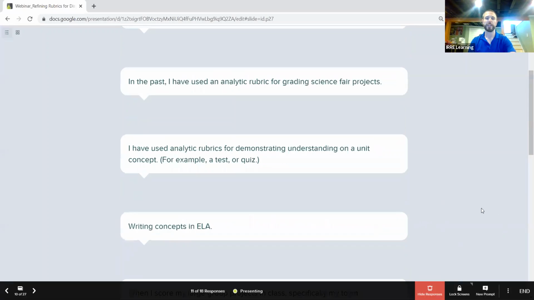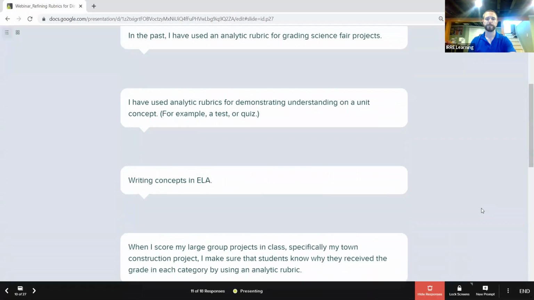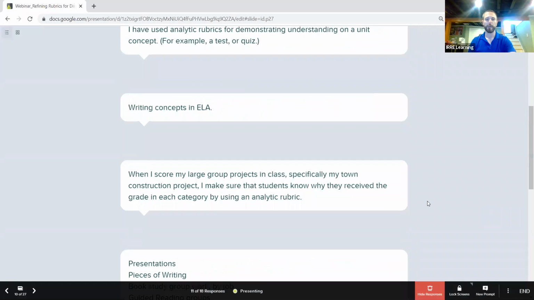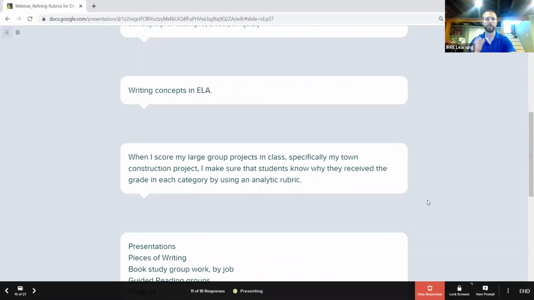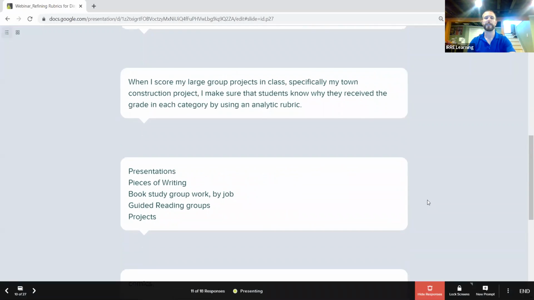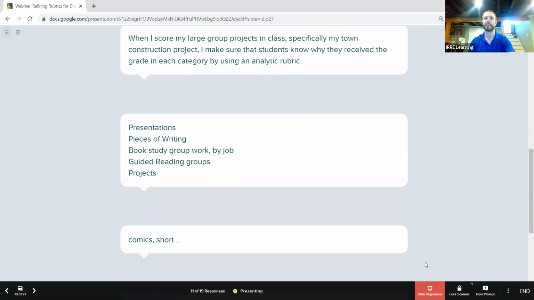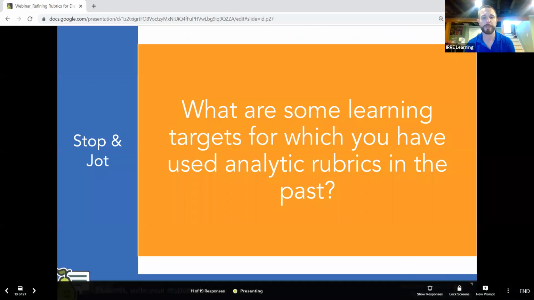Looking at science fair projects, looking at how well we understand tests or quizzes, looking at individual concepts in ELA. We're looking at, again, very clearly defining the areas of presentation here, and some more specific examples of tasks that you have all put together here. So thank you for sharing some of that thinking.